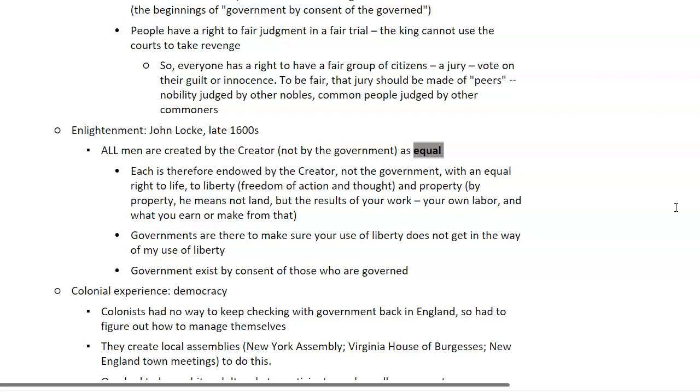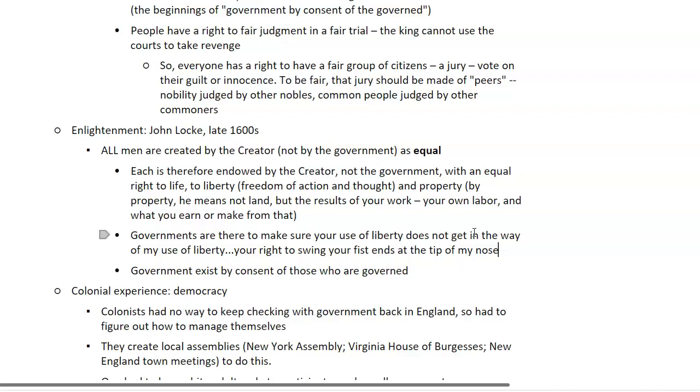Governments are there, says Locke, to make sure your use of liberty does not get in the way of my use of liberty. Your right to swing your fist ends at the tip of my nose. So you've got a right to swing your arm if you want, but I also have a right not to be hit in the face. Government is there to make sure that you maximize your right to swing your arm without it interfering with my right not to be hit in the face. And sometimes you've got to make some rules about that.